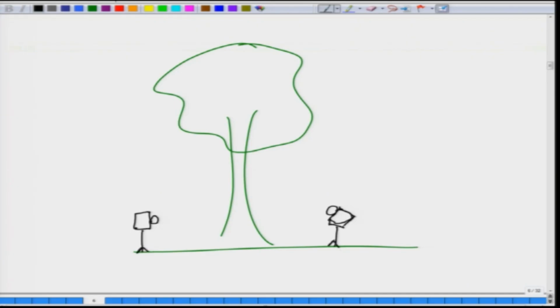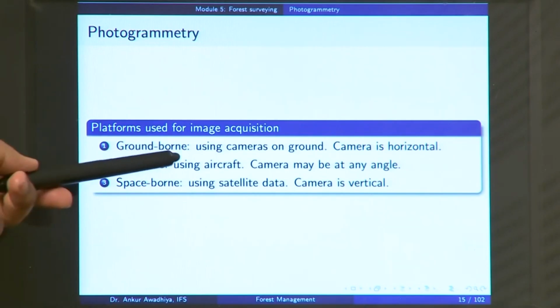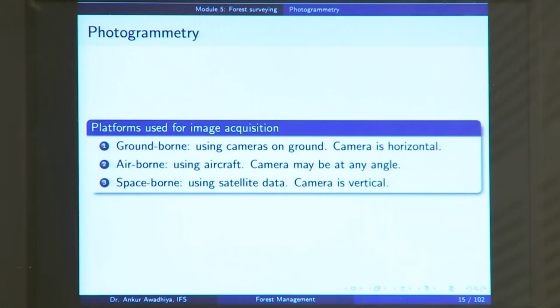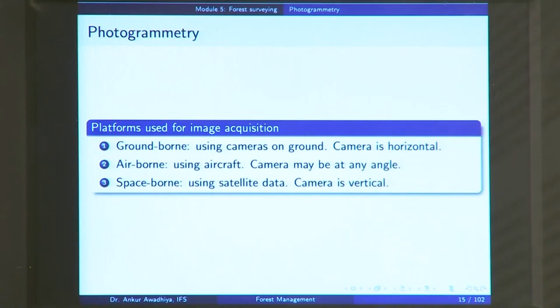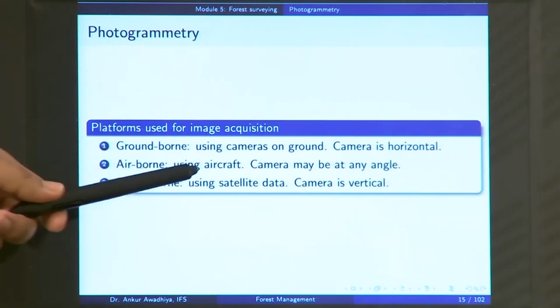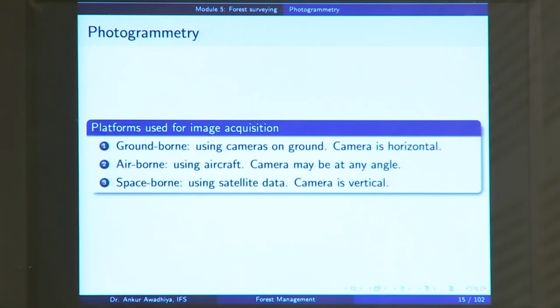Or you can make use of airborne platforms such as using an aircraft or using a drone. Now, in this case you are making use of an aircraft and you can have a camera that is looking downwards or that is, say, at an angle. And the third one is making use of spaceborne platforms such as using satellite data, and in this case the camera is vertical.